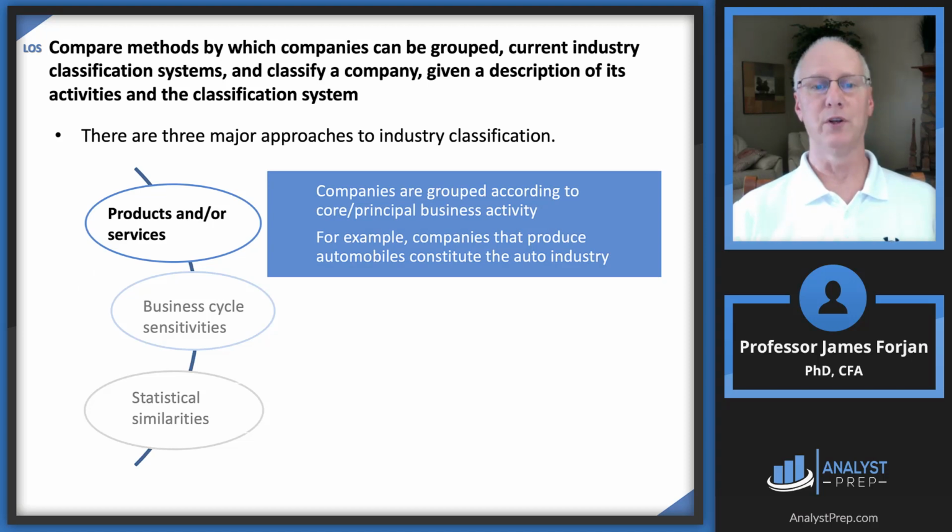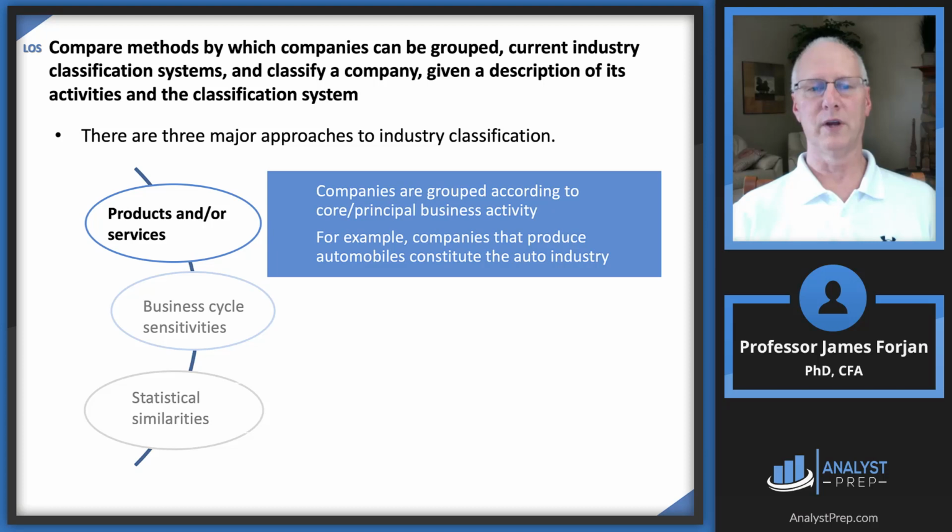Three major approaches to industry classification. What we can do is group companies according to the products and the services which they deliver. I mean, the classic example, of course, is the automobile industry. You've got these different companies that make some little cars, some middle cars, some big cars, some trucks. Put that together and you have the auto industry.